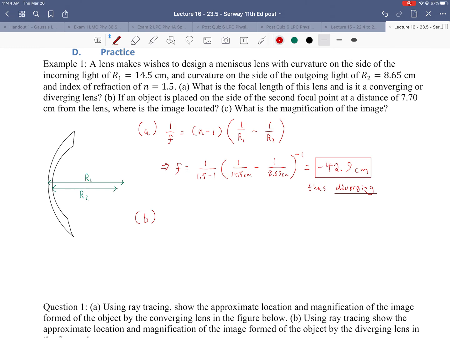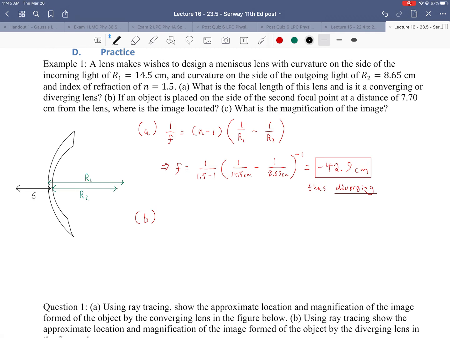So for B, if an object is placed on the side of the second focal point at a distance of 7.7 centimeters from the lens, where is the image located? Well, on the side of the second focal point would be this side over here, because since it's a diverging lens, we know that its actual focal point is going to be over here on the negative side because it's diverging, and we know it's going to be pretty large because it's got a very large focal length compared to its 2 radii. So we're going to put it anyway. So we put that object at 7.7. So that's going to be our S. Let me go ahead and draw that in. So we have an S over here.